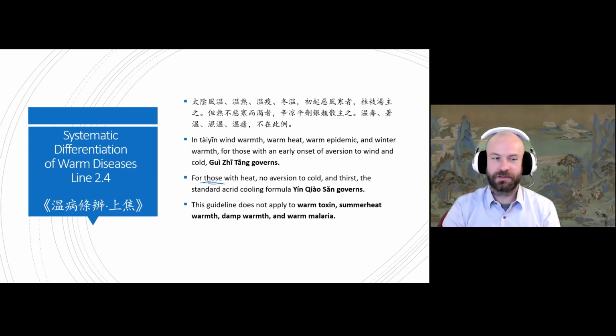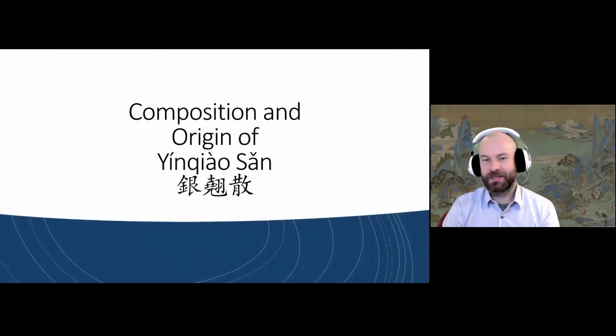But he also says that these guidelines that he's given should not be applied to diseases of warm toxin, summer heat warmth, damp warmth, or warm malaria. So these two formulas are not fit for those uses. All right, so let's talk a little bit about Yinqiao San now that we've entered that and discussed it.